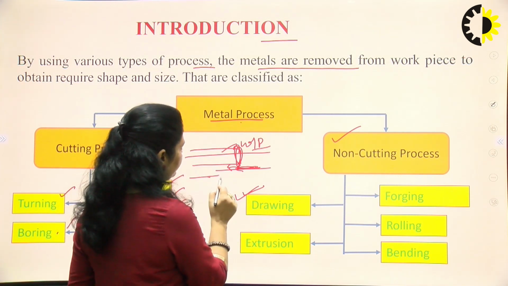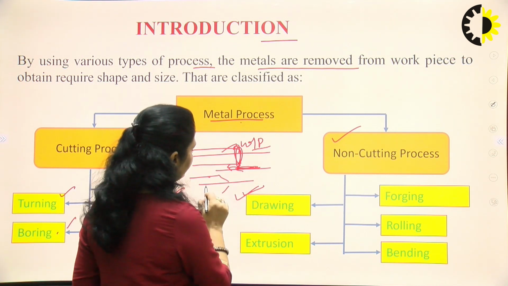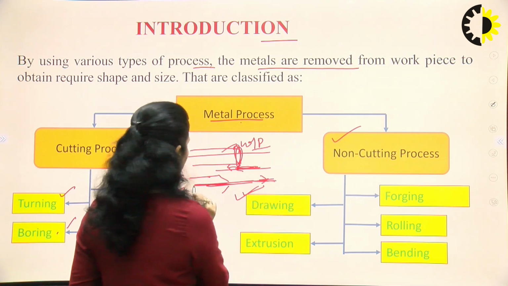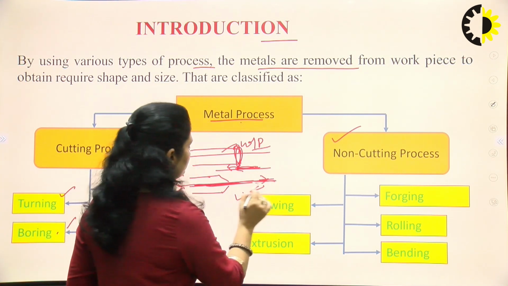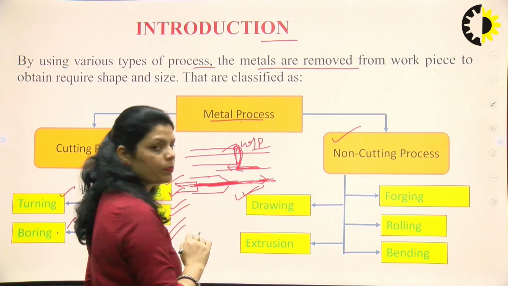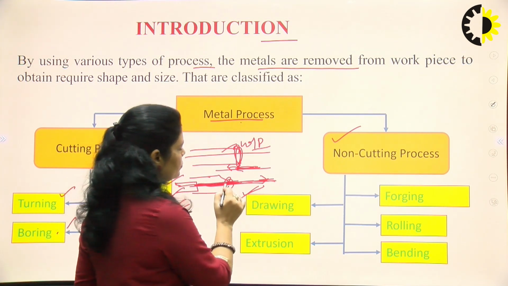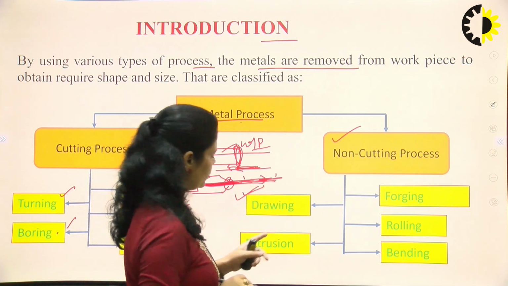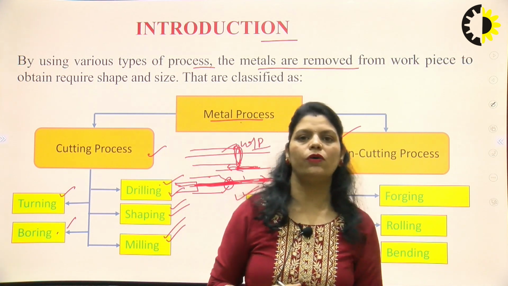For example, if this is your die and the material is passing through it, we are using the tensile force here. If the diameter is like this, after passing through the die opening, it will become thinner in thickness. Then we can use the forging operation.